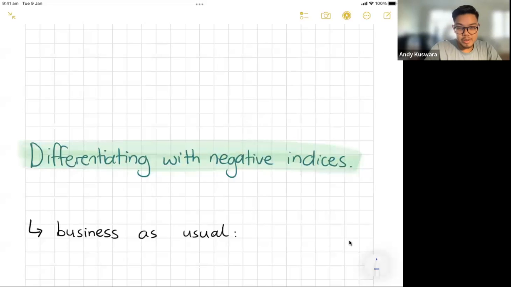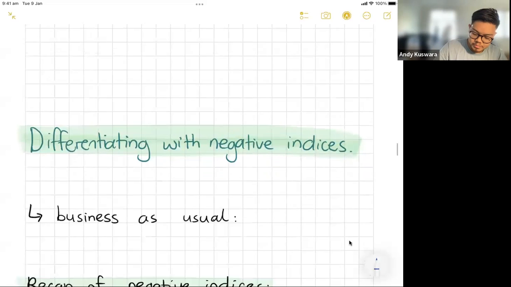All right, so let's take a look at what we're doing today. We are continuing on with differentiation, and we're going to see what happens when we start introducing negative indices. Long story short, TLDR, business as usual. We differentiate using the same rule as usual.